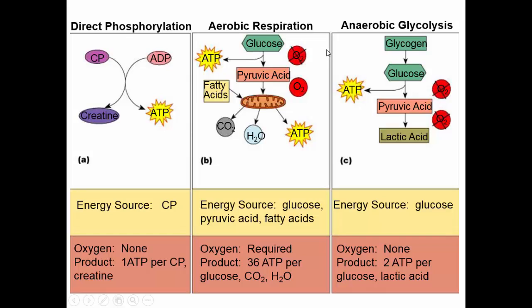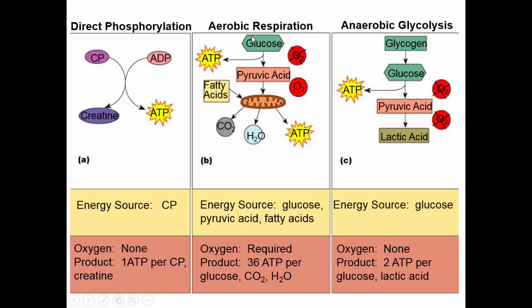So here are three methods for making ATP in the muscle cell. Direct phosphorylation, we have this high energy creatine phosphate stored here. We can't use the energy in this bond, but we can make ATP, and that gives us about 15 seconds worth of energy. Anaerobic glycolysis, glycogen can be broken down to glucose. If oxygen is not present, pyruvic acid becomes lactic acid, and we get a couple of ATP. This is maybe a minute's worth of contraction.